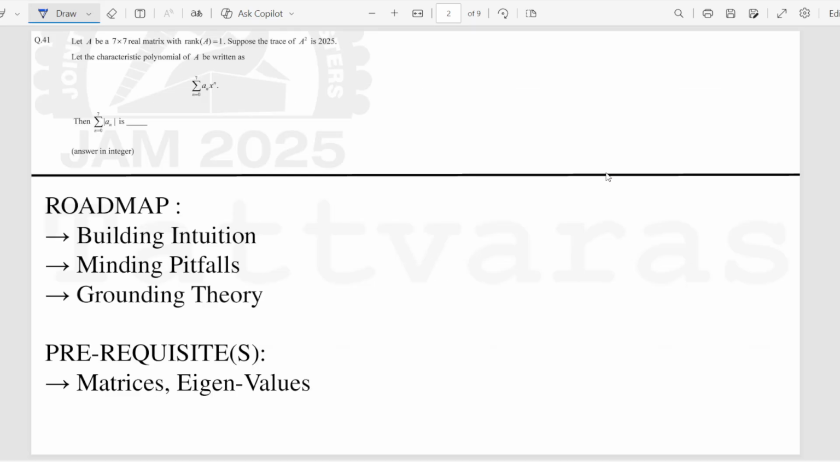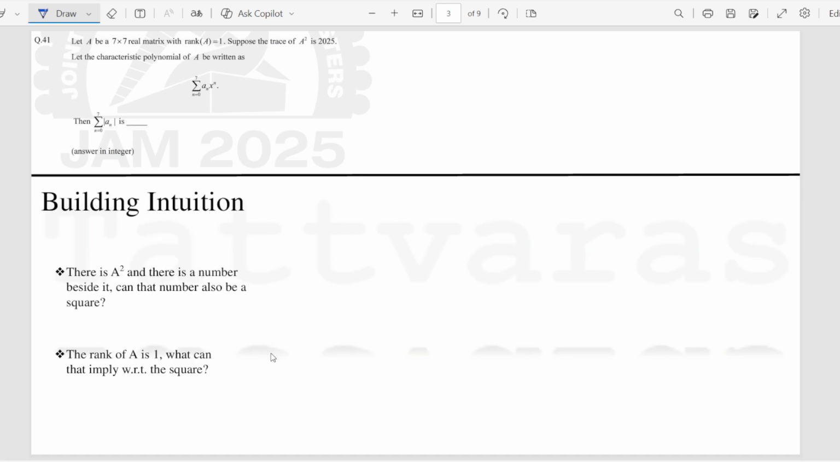Let's get started with this linear algebra question, which is giving us some things about the rank, the trace, and is expecting us to know the answer to something related to the characteristic polynomial. So, naturally, having the prerequisites on matrices, eigenvalues, and characteristic polynomial will be helpful to understand the solution that is about to come. Now, there can be two ways to go about the solution.